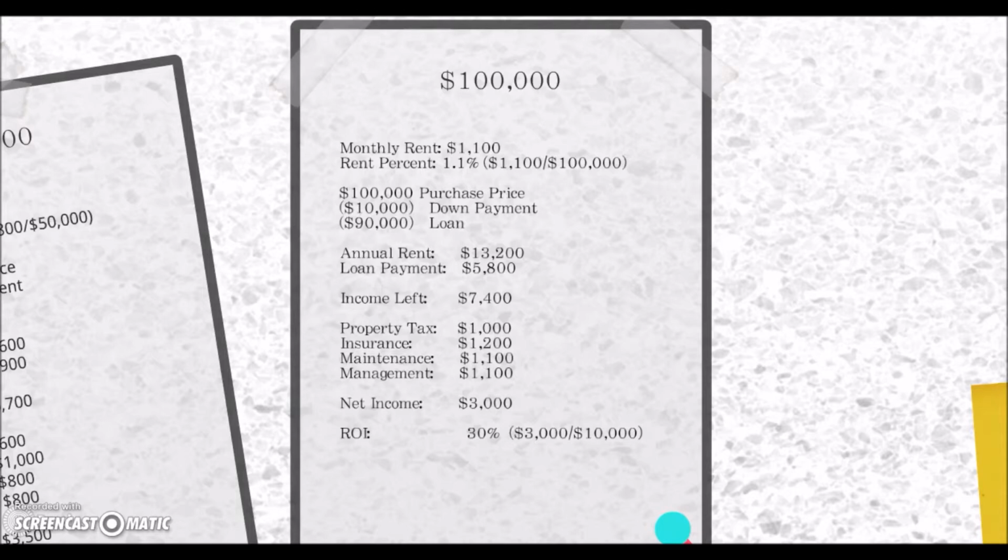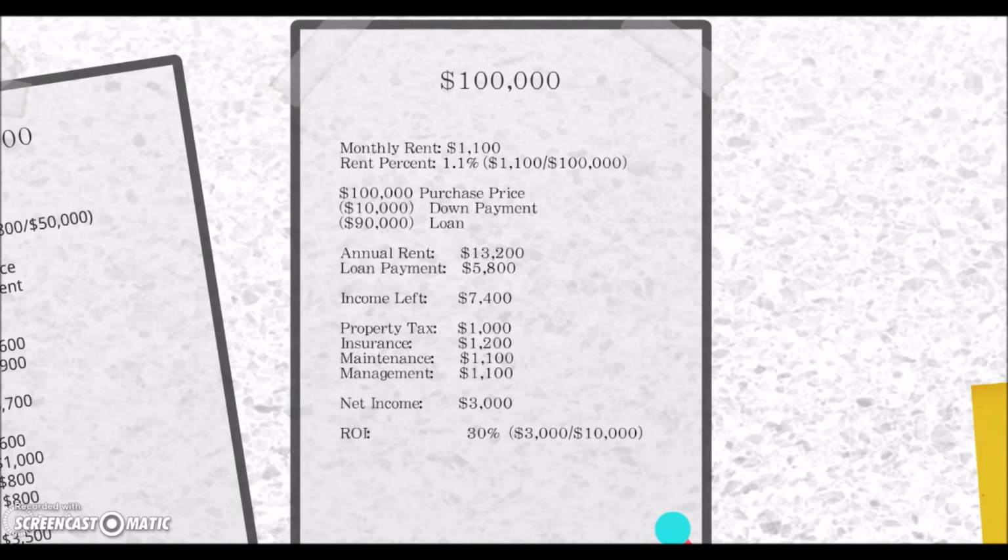Now on a more expensive property, your property taxes are going to be higher, so you're going to have $1,000. Your insurance might also go up slightly to $1,200, and your maintenance and management should go up a little as well because you're charging a higher monthly rent, so your property manager is going to want 1 month's rent. Now your net income after subtracting out these expenses will only be $3,000, and on a $10,000 investment, you have a 30% return on investment.